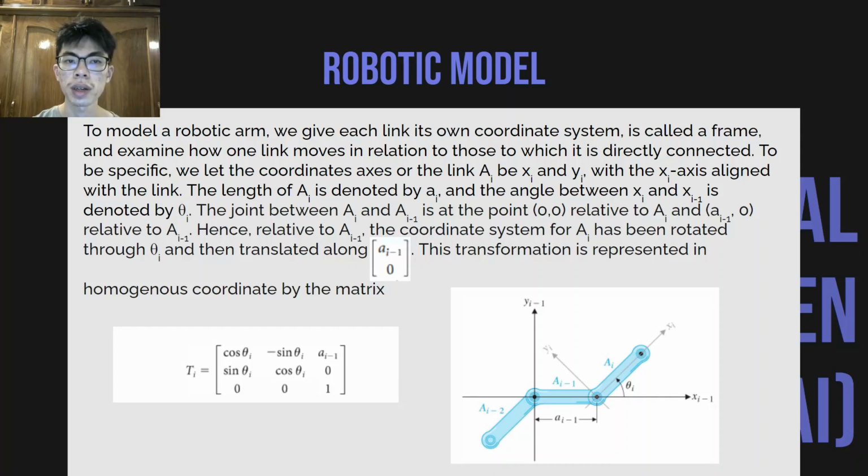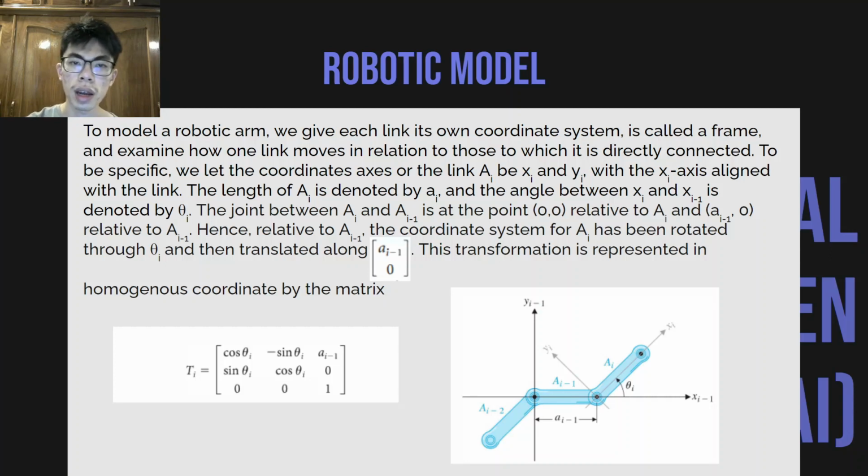To be specific, we let the coordinates of the link A_i be x_i and y_i, where x_i is axis-aligned with the link, and the length of A_i is denoted by a_i, and the angle between x_i and x_{i-1} is denoted by alpha_i.